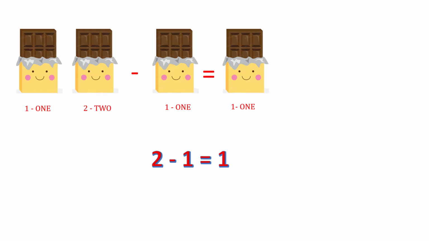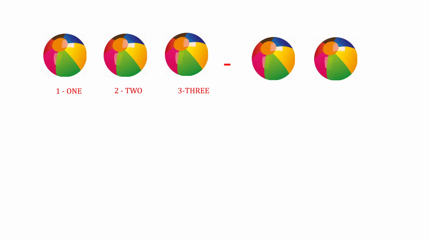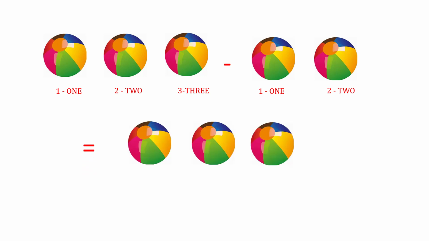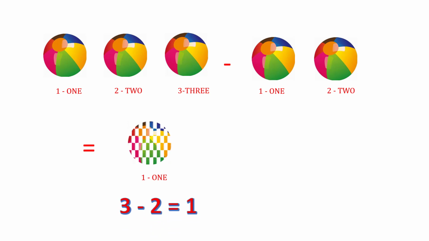Let's see one more example. There were 1, 2, 3 balls with you and you gave 2 balls to your friend. So how many balls you are left with now? Let's see. You had 3 balls, you gave 2 balls to your friend, so you are left with 1 ball now. See the subtraction? 3 minus 2 equals 1.